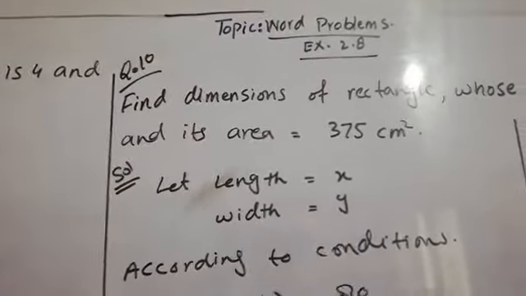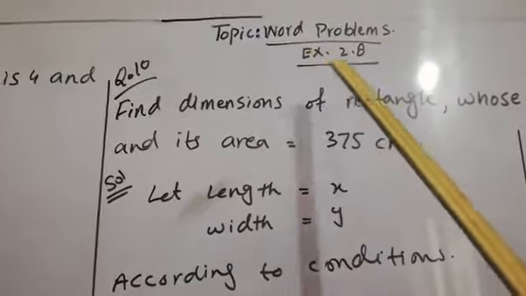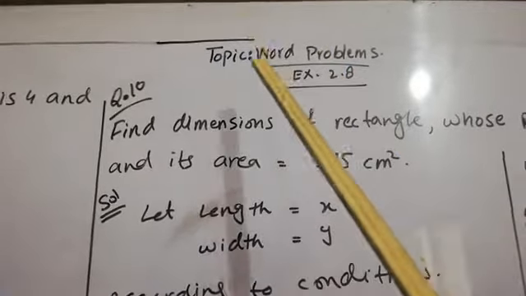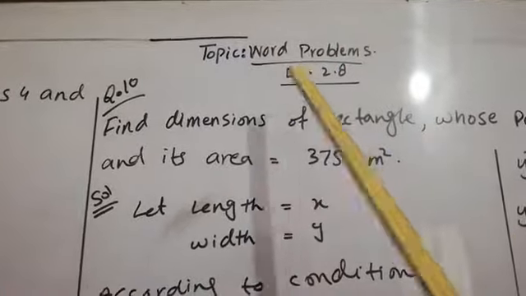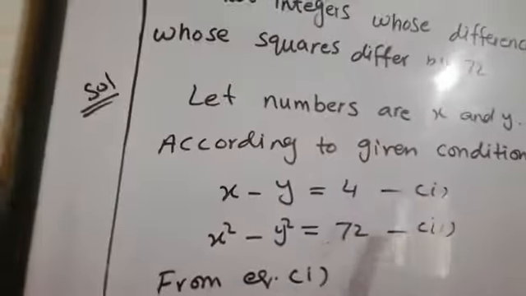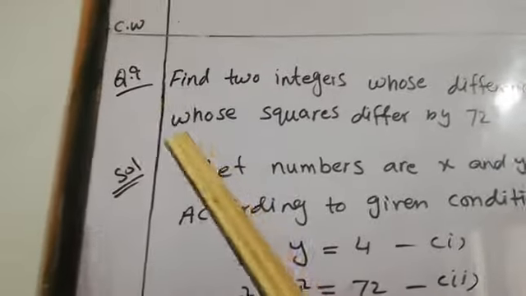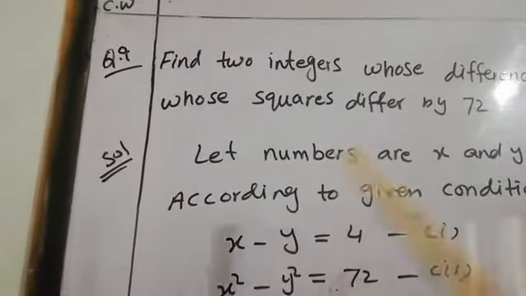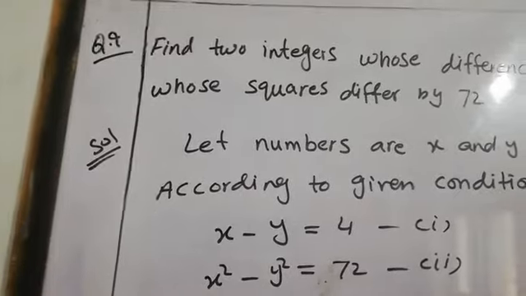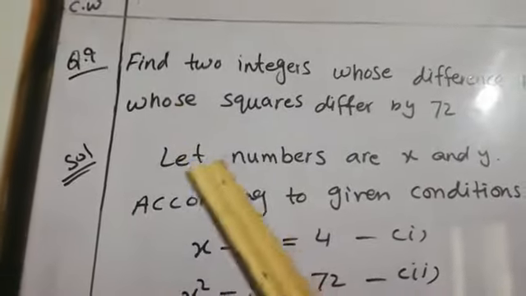Bismillahirrahmanirrahim. Okay, dear students, now we will do the remaining questions of exercise 2.5 word problems from Punjab Textbook Board Bahawalpur, class 10th. Dear students, these word problems are related with the quadratic equations and the simultaneous equations, etc. Now in these two questions, question number 9 and 10, we will deal with the simultaneous equations like exercise 2.7.